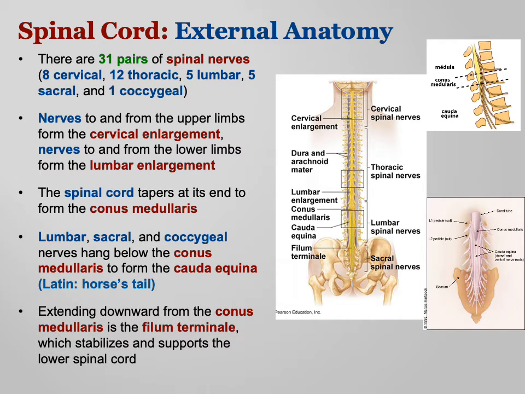And then likewise, extending from the conus medullaris right down in the middle of the cauda equina is the filum terminale, the terminal filament, the filament at the end, and that basically just supports and stabilizes the bottom of the spinal cord. It goes all the way down and attaches to the sacral coccygeal vertebrae down there.